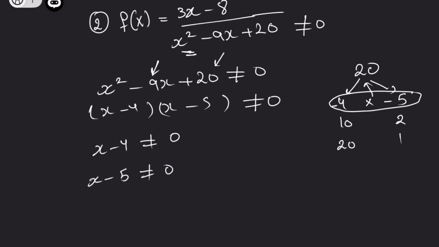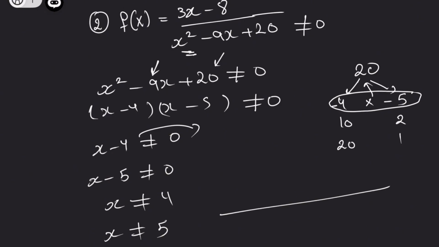So now let's solve it. x must not equal 4. We can shift it to the other side, the negative sign will be positive, and x must not equal 5. On the number line you can represent it if you want. If you don't want to, all the values bigger than 5, less than 4, and even between 4 and 5, if I replace any value here directly, it will give me a value that makes my function defined.